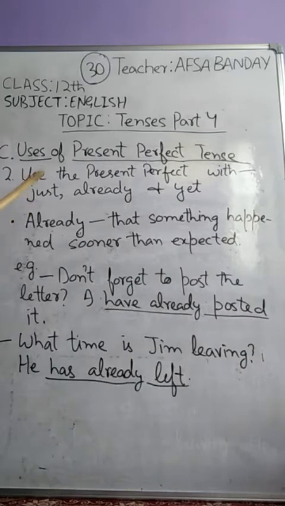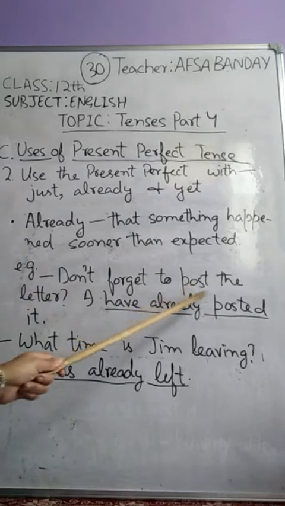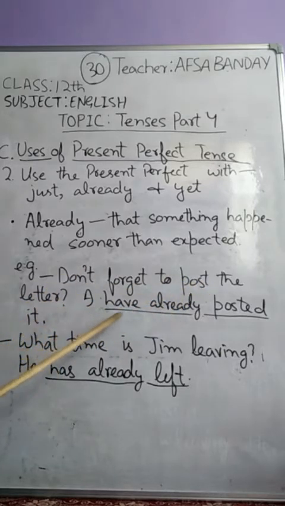Number two is already, and the meaning of already is when we say that something happened sooner than expected. That means what was the due time of some action to get completed, it happened before that due time. For example, we say, don't forget to post the letter. I have already posted it. That means before the due time, I have posted it. So we have used the word already, and with this we have used present perfect tense.